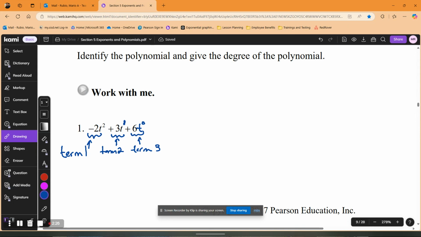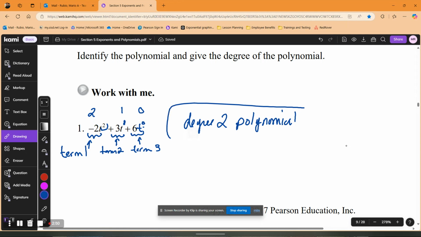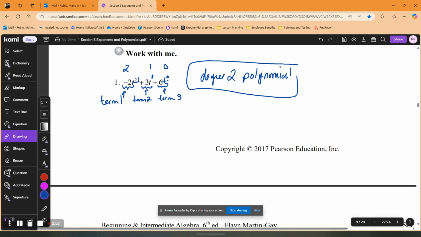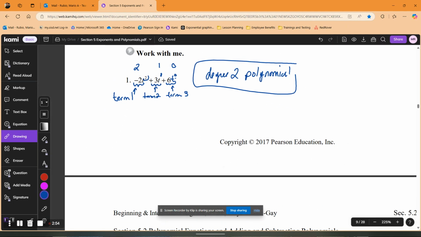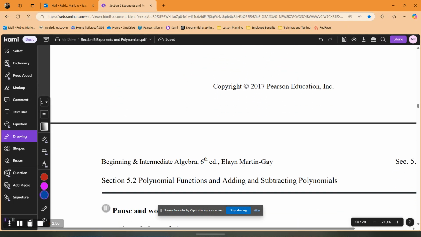What we need to do is find the highest degree term. So the highest degree is, well, what's the biggest exponent, in other words? So that's a 2. This one is a 1, and this one is a 0. See that little exponent 0? That's a 1, and that's a 2. So that means for this one, it's a degree 2 polynomial. Okay. Let's take a look at a few more examples. I'm going to go quickly. You can pause the video if you didn't have time to write.